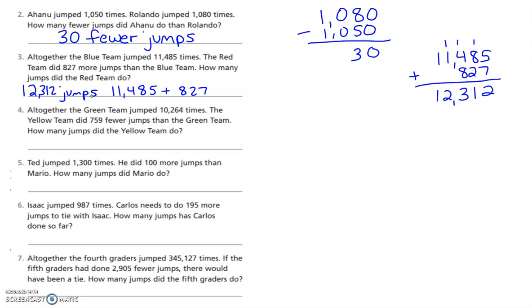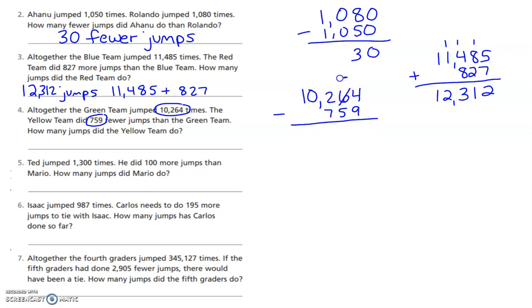It says, altogether, the green team jumped 10,264 times. The yellow team did 759 fewer jumps than the green team. So how many jumps did the yellow team do? So here they're telling you the green team, and they are telling you that the yellow team did less than them. So that means that the yellow team's answer should be less than this number right here. So less makes you think subtract. So we're going to do 10,264, and we are going to subtract 759 from that.